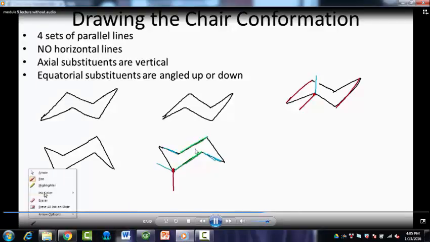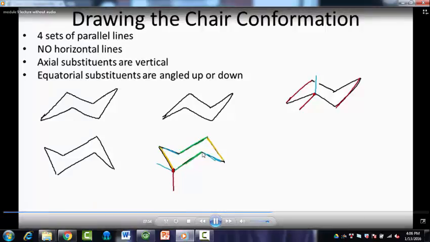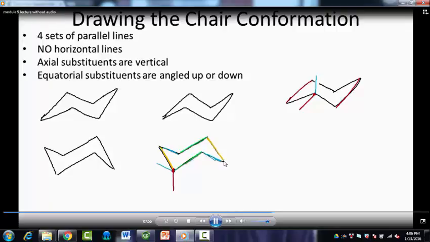Here, I guess I was just highlighting my 4 sets of parallel lines again. This orange one, the green one, the blue one, and the red one. So at each vertex, all 4 are represented. You won't always see all 4 because a lot of times we leave the hydrogens just as implied, and so they don't show up. But when we do need to draw in the substituents, that's how we draw them in.